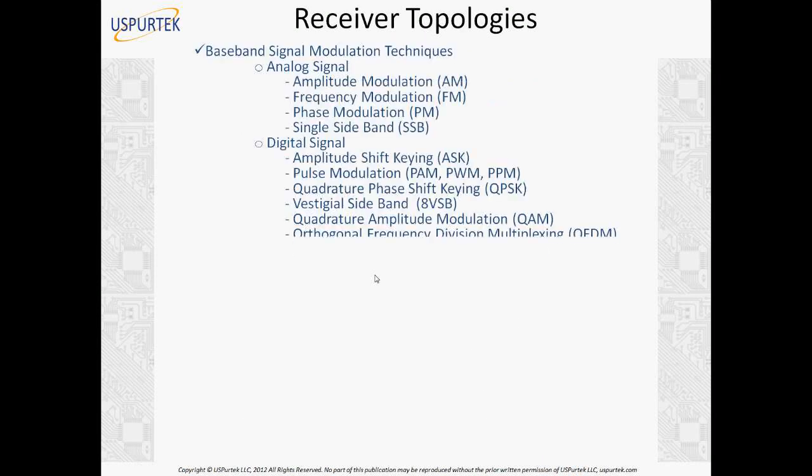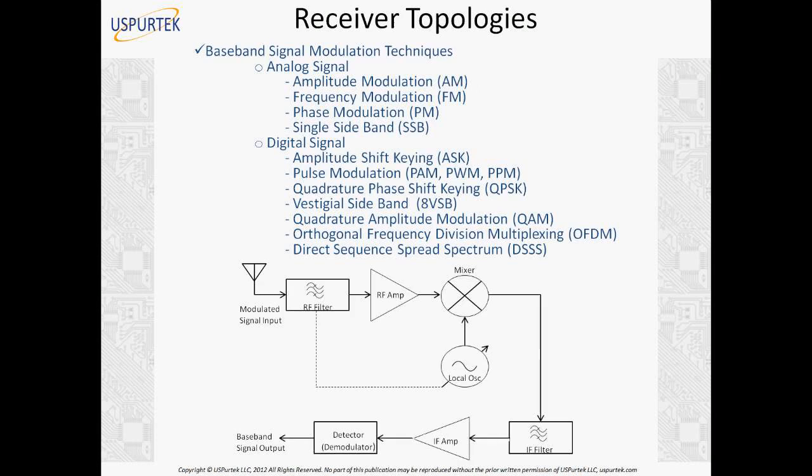Now before we move on, it's just a list of different modulation techniques that have been used in the past. For analog signals, we have used amplitude modulation, AM, frequency modulation, FM, phase modulation, PM, or single sideband. Then for digital signals, which are more prevalent in cellular communications, these are the various modulation techniques. Amplitude shift keying, ASK, which is a very basic one. Pulse modulation: pulse amplitude, pulse width, or pulse position. Quadrature phase shift keying, QPSK. Vestigial sideband, 8VSB. This is used in high definition TV, the digital TV transmission.